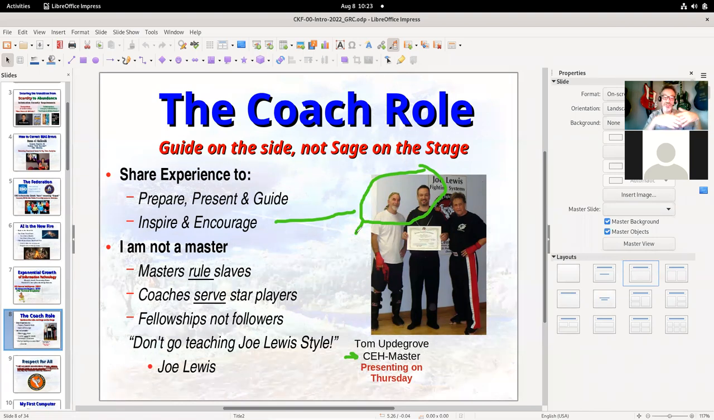So all three of these classes are like $250 for the week. You get a test voucher and you get 6 months of access to the EC Council's iLab. So pretty cool. And that's all with Tom. He's one of the best pen testers I know. And he's also been my martial arts coach for 40 years.